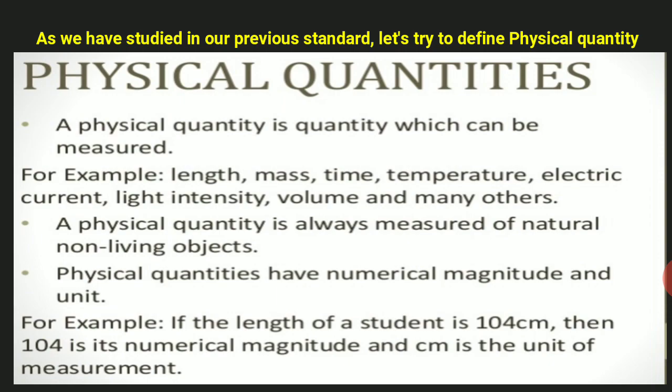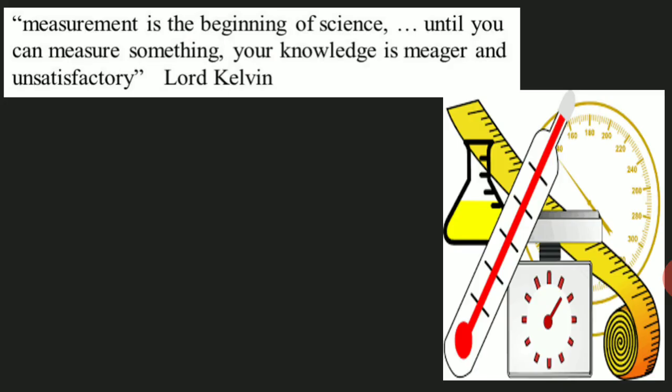Physical quantities have numerical magnitude and a unit. So, for example, if a student's length is 104 centimeter, 104 is the number, the numerical magnitude, and centimeter is its unit. As Lord Kelvin said, measurement is the beginning of science. Until you can measure something, your knowledge is meager and unsatisfactory.